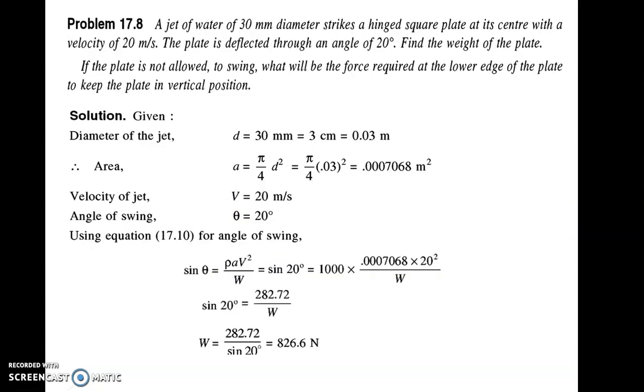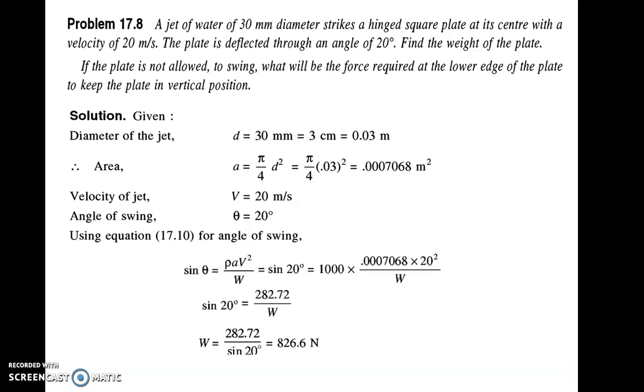That is, we have to calculate the weight W, provided we are given the angle theta. A jet of water 30 mm diameter strikes a hinged square plate at its center with a velocity of 20 meter per second. The plate is deflected through an angle of 20 degrees. Find the weight of the plate. If the plate is not allowed to swing, what will be the force required at the lower edge of the plate to keep the plate in vertical position? Now some extension of the problem is given. Let us initially find the weight of the plate.